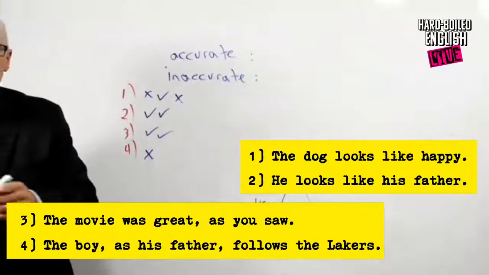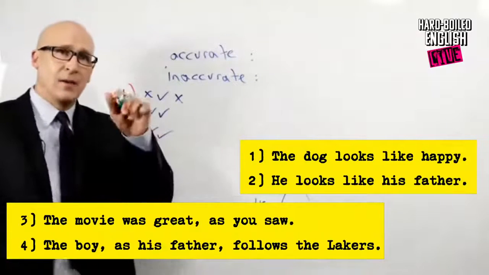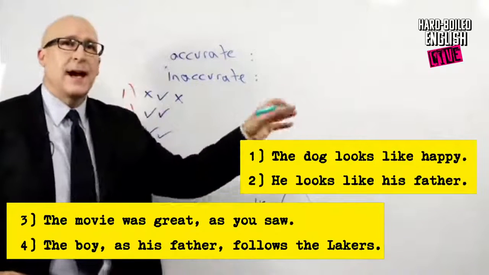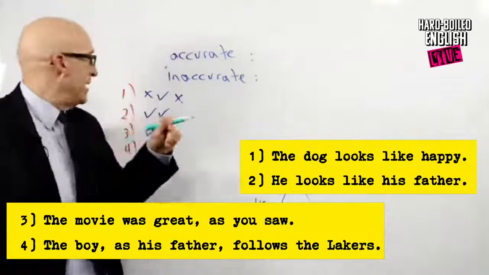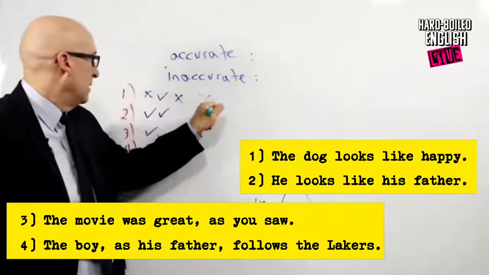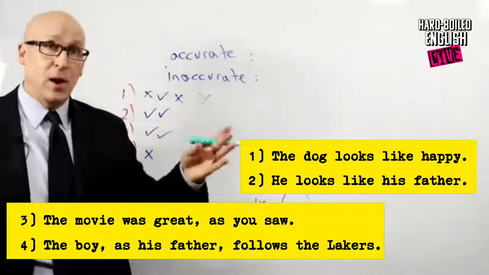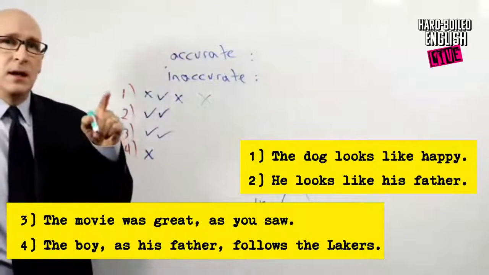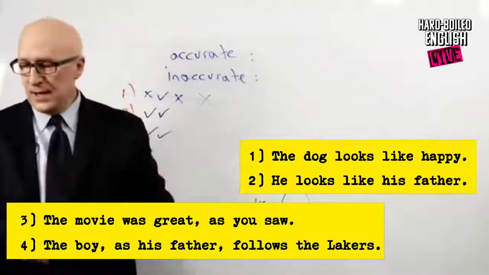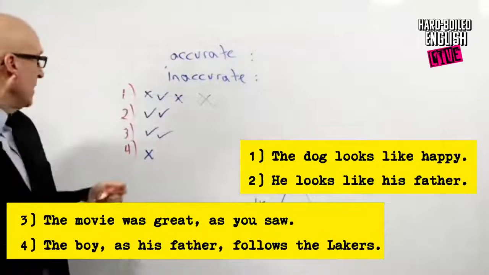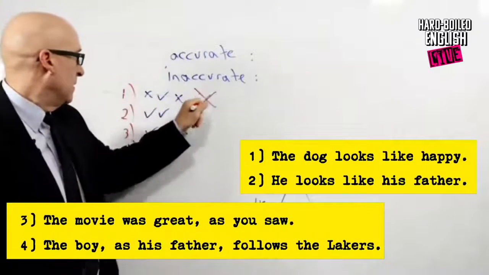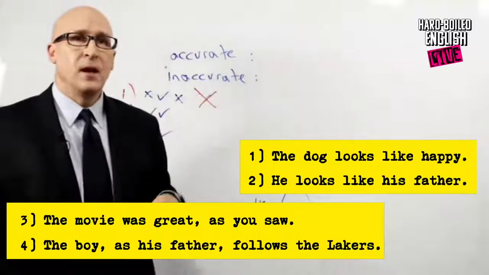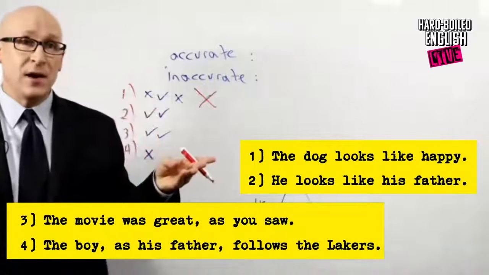I need another color. Paul's color. Okay. Number 1. The dog looks like happy. That one's inaccurate. Okay? I'll explain why in a moment. The dog looks like happy. It's not going to work. So that's an X. Number 2, he looks like his father.